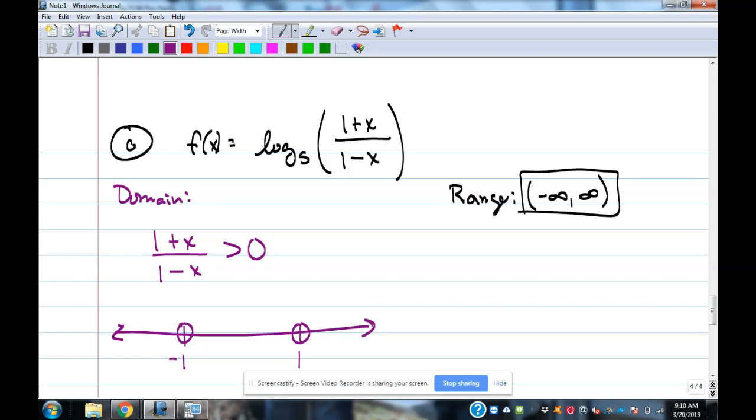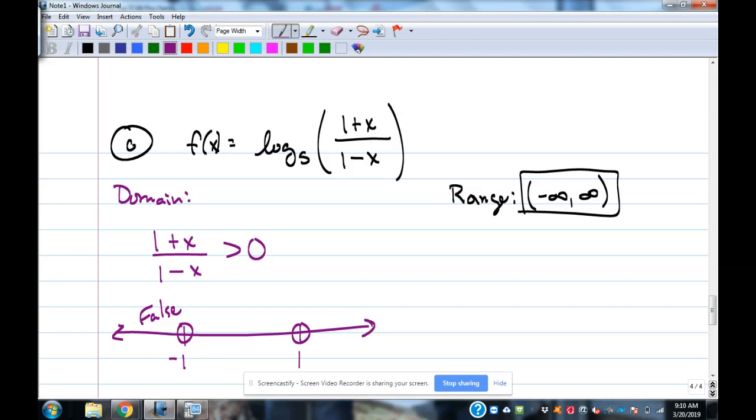So intervals, I need something less than -1. -2 is a good number to plug in. And I test it in the inequality. 1 plus -2 is -1. 1 minus -2 is 3. So we have -1 over +3, which is a negative fraction, right? Is that greater than 0? No. So this area is false. So we know that's not part of the domain.